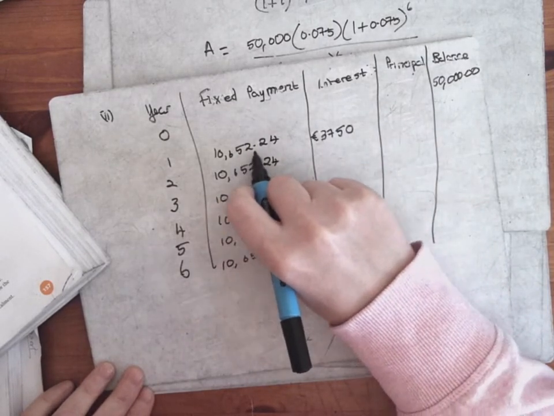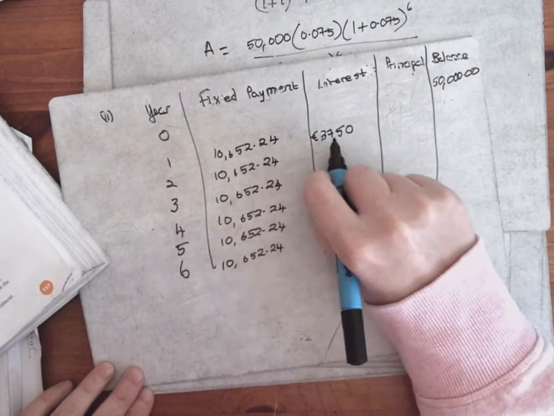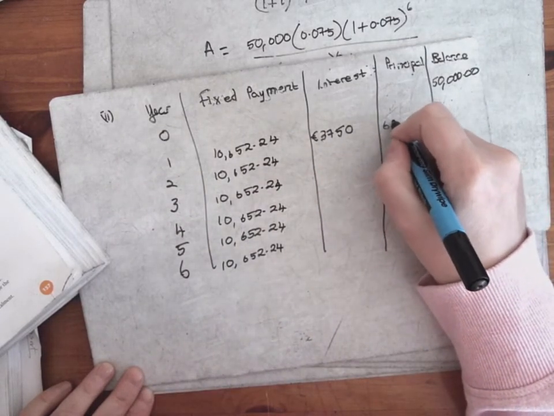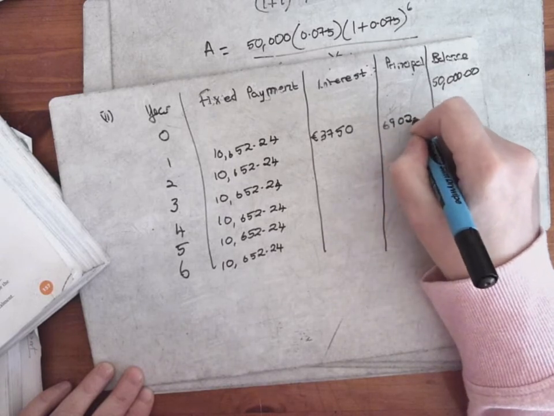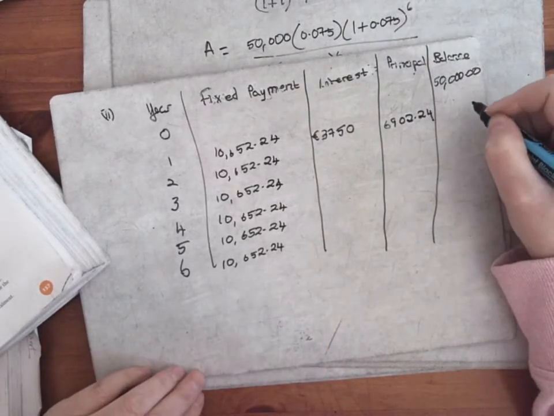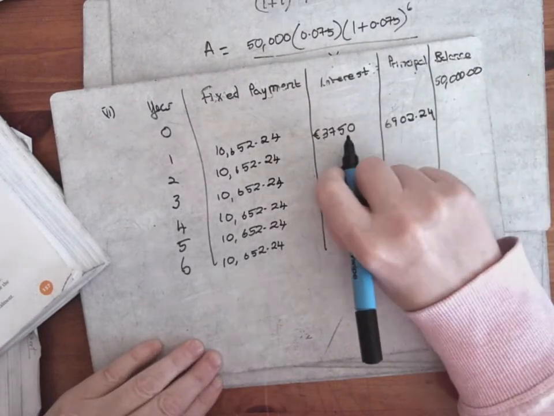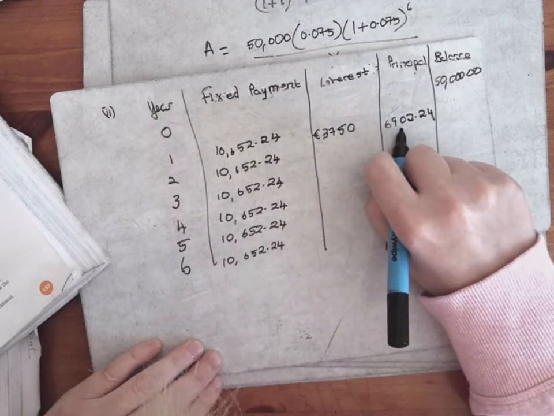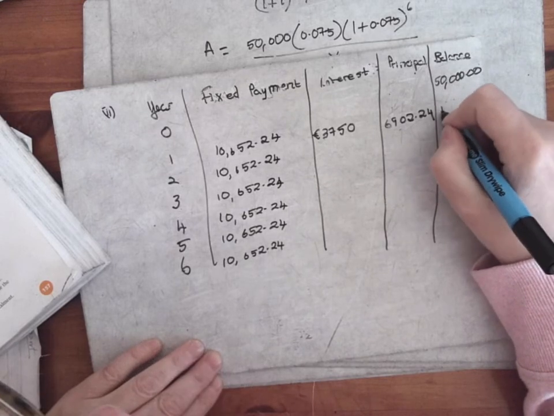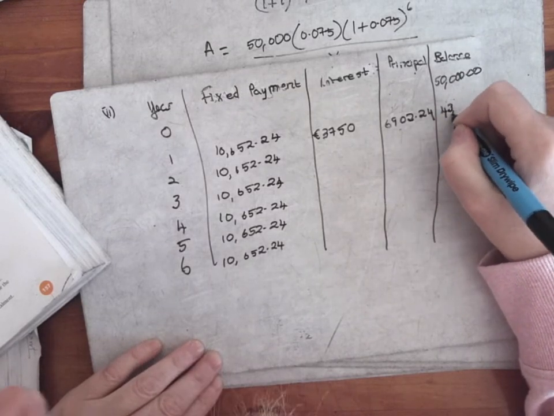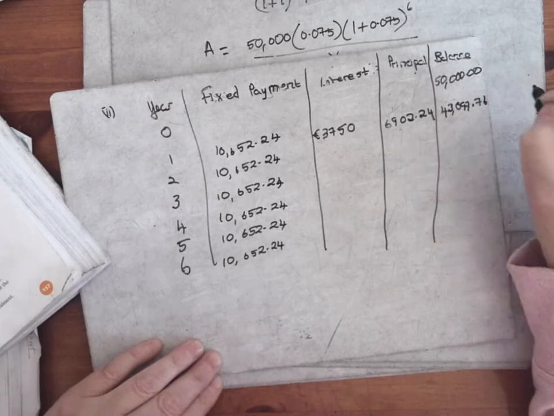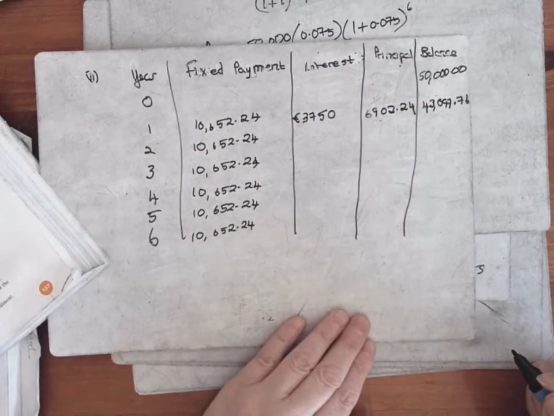So that means the balance, 10,652 take away that, means she paid 6,902.24 off the principal, right? She used to owe them 50,000, so she's paid them the interest for the year, and now she can knock this much off the loan. So you take that away from 50,000, so she only owes them 43,097 euros and 76. Okay, does everyone see where I came up with all those figures there?